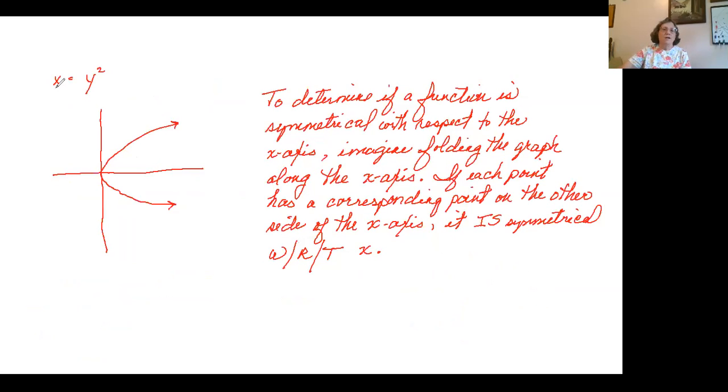Let's look at another example. Here's the graph of x equals y squared. Notice that for every x, let's not use 1 and 1 since that doesn't help much, but let's say the point where x is 4, two squared gives us 4, so this graph would contain the point (4, 2).